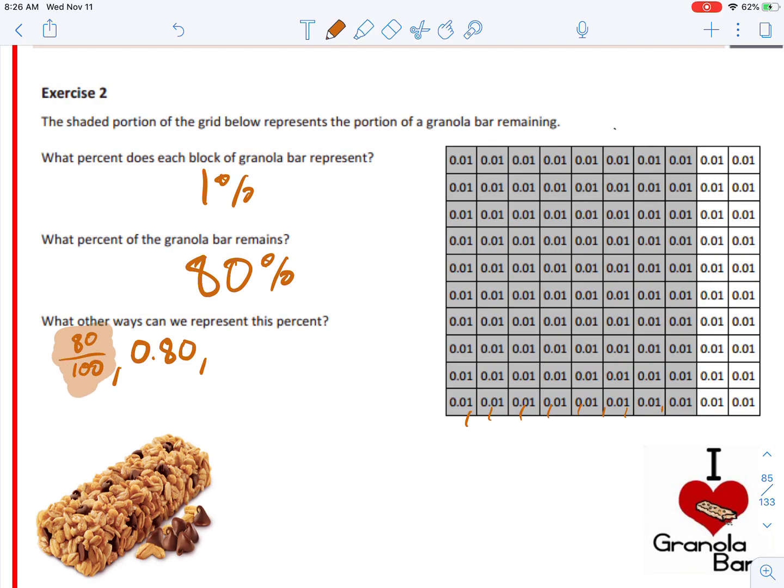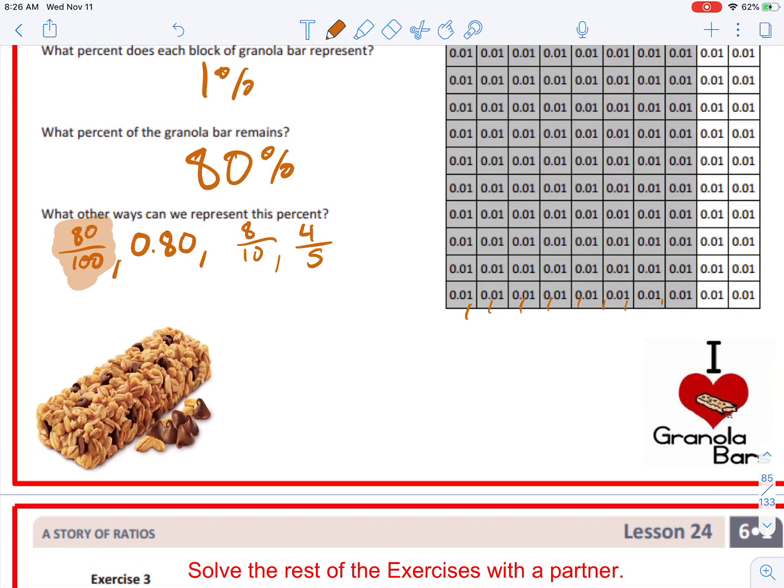We can divide both by 10, which would give us 8/10. That also represents 80%. We can divide that by 2 and get 4/5, which also represents 8/10. Okay, and I'll show you why 4/5 is equal to 80%.